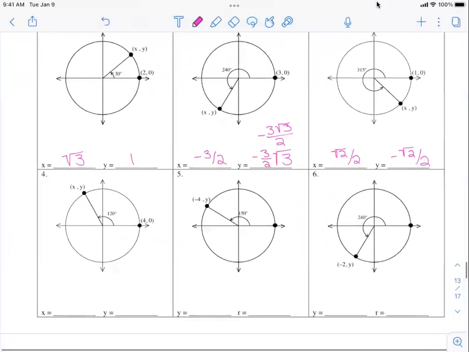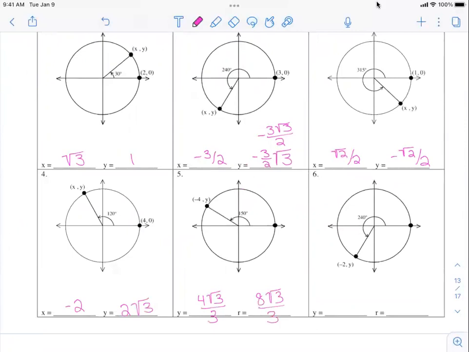Let's see, hopefully you're doing well. We've got a -2 here, a 2 root 3 here, 4 root 3 over 3, and an 8 root 3 over 3. And here a -2 root 3, and then a 4. So hopefully you have those. If not, you are welcome to talk to different classmates to figure it out. I'm just going to pick a couple to take a look at.